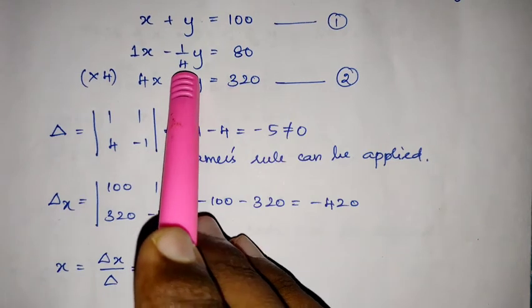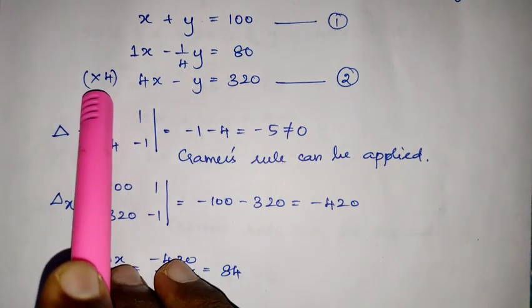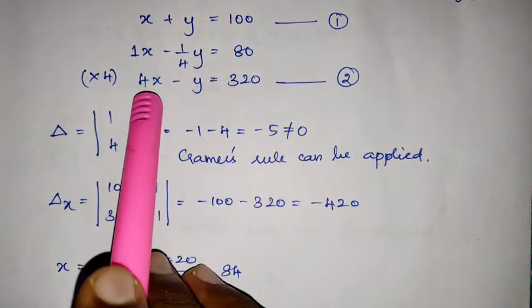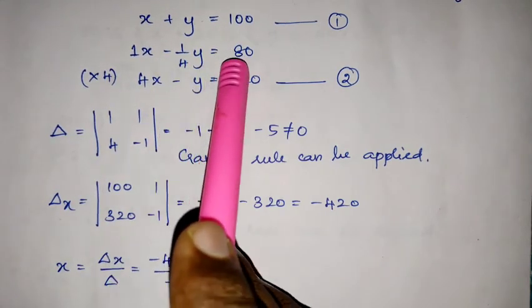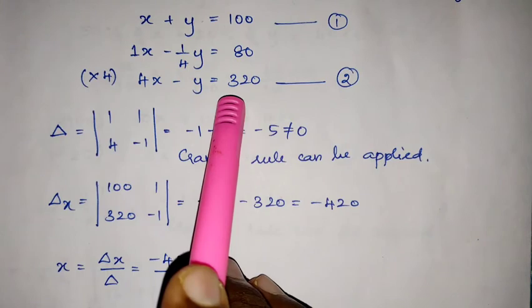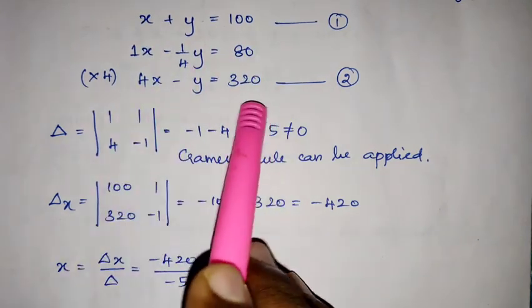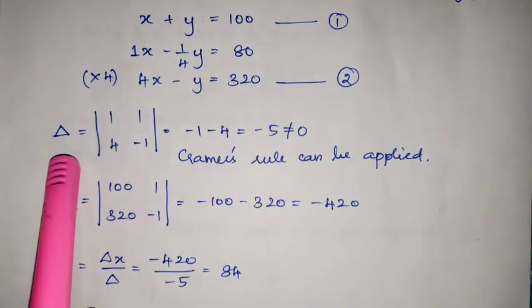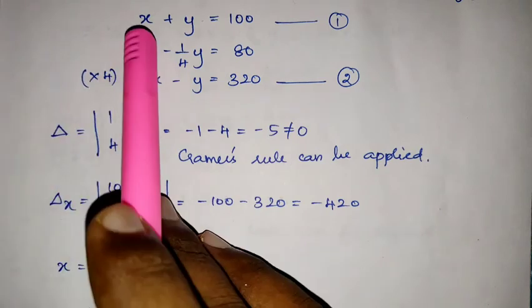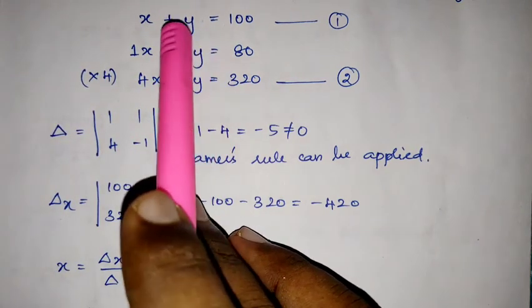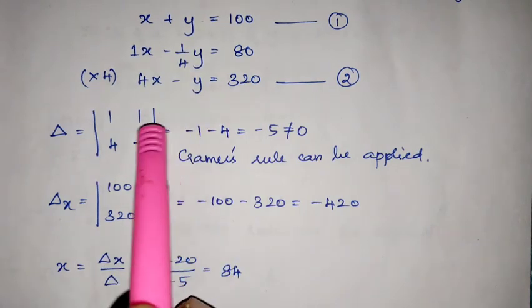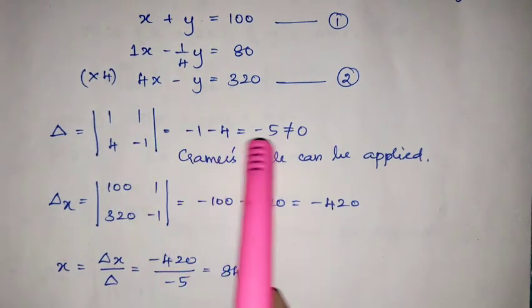So to remove the 4, I have to multiply the equation throughout by 4. So 1 into 4 is 4, 4 into minus 1 by 4 is minus 1, 80 into 4 is 320. So this is the first equation, this is the second equation. And you know how to find the value of del: the coefficients of x are 1 and 4, and the coefficients of y are 1 and minus 1.